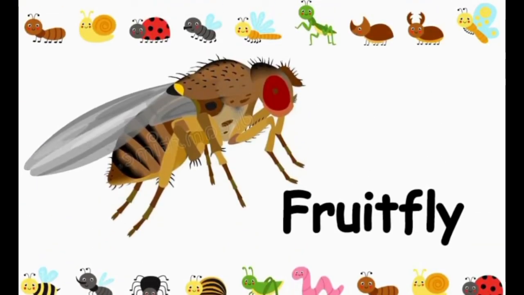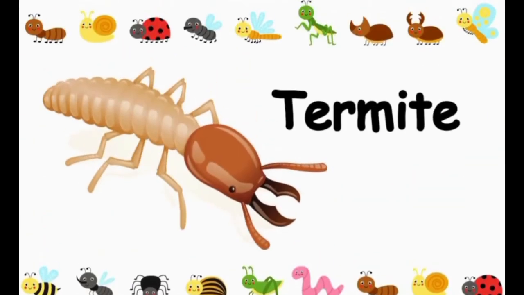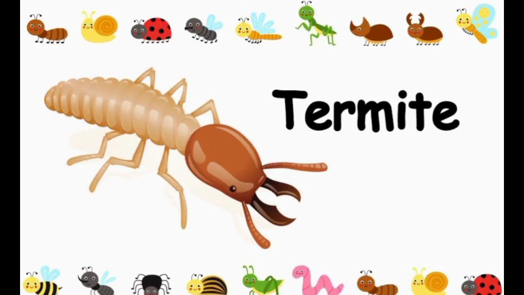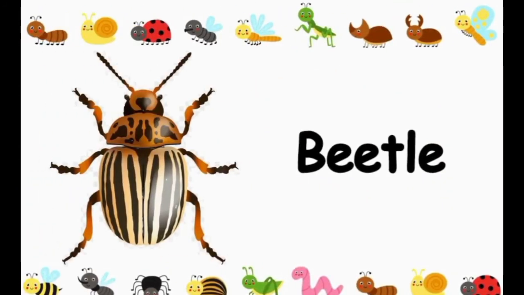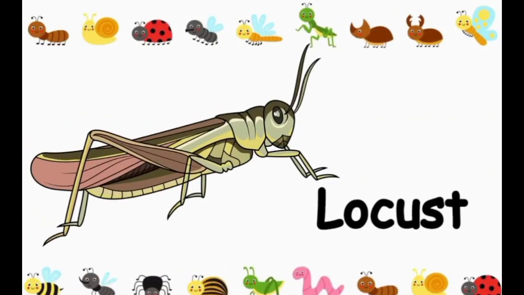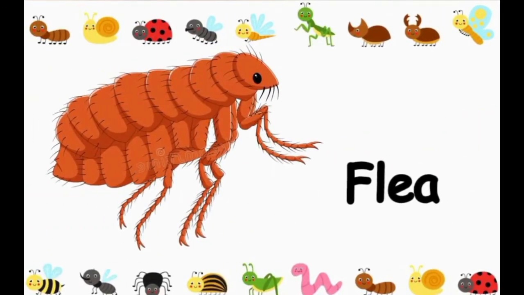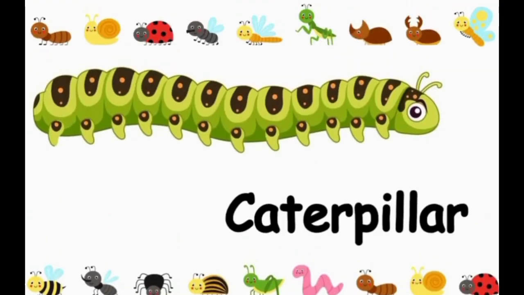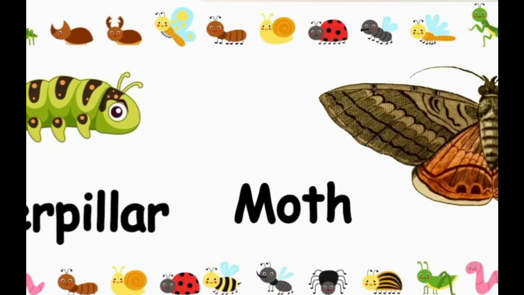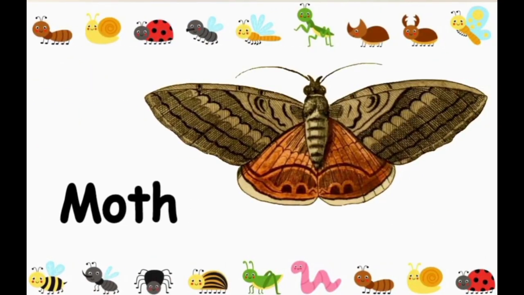Fruit fly. It's termite. This is beetle. And this one is locust. Flea. And all-time favorite are caterpillar. And last one is moth.